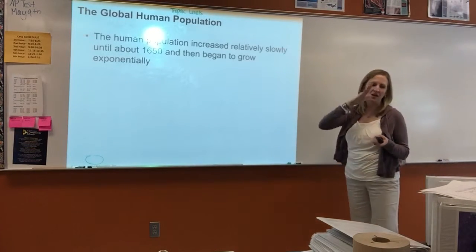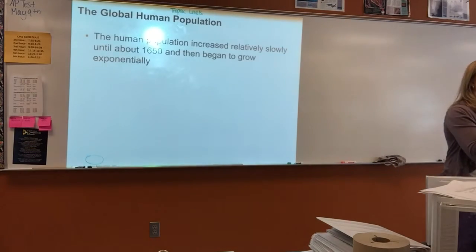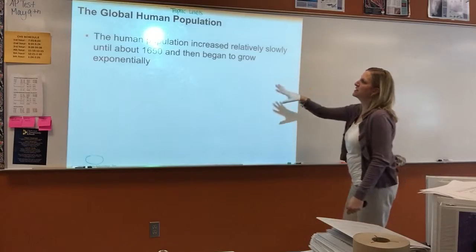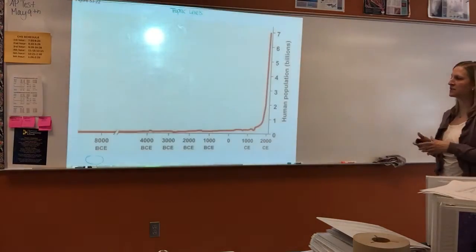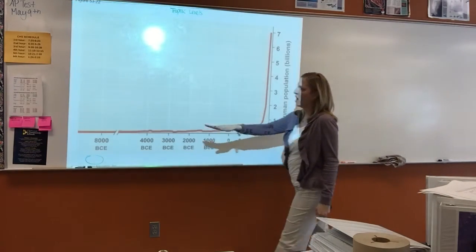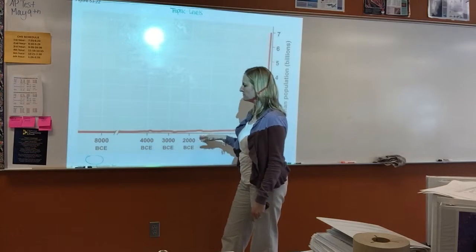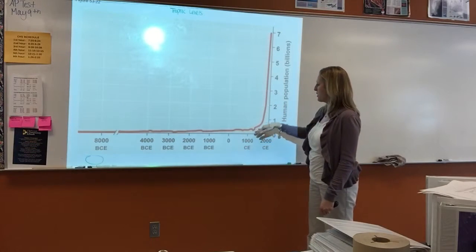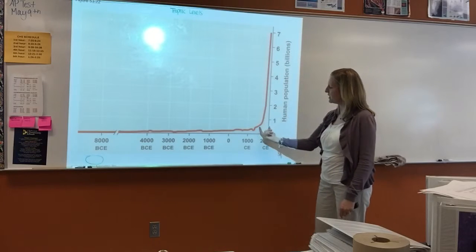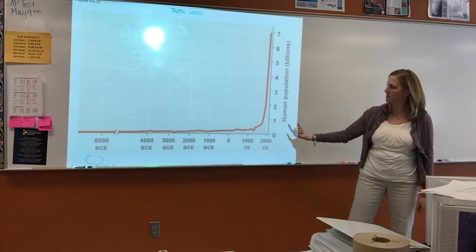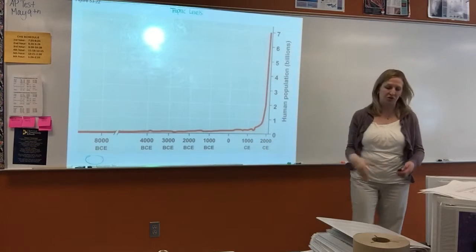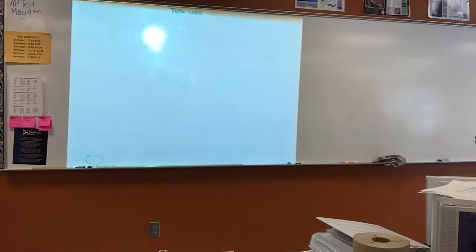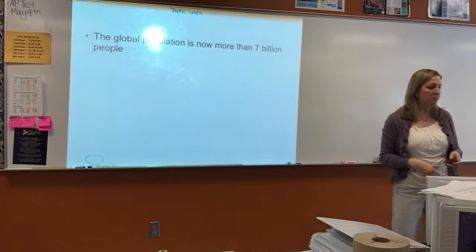The human population, in terms of growth over time, started out very slowly, until about 1650, and then began to grow exponentially. So you can see over a long time here that we didn't grow for very long, and then we get exponential here, and because of the way they put the numbers on the x-axis, it almost looks like a straight line. So we've grown in recent years, and globally, we're now more than 7 billion people.